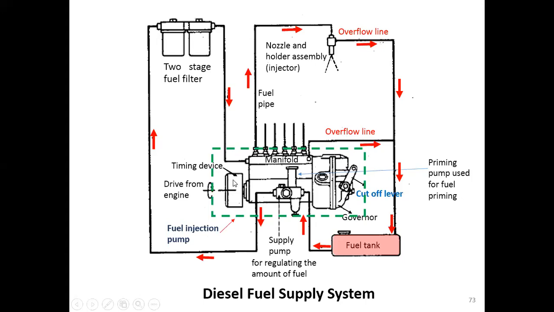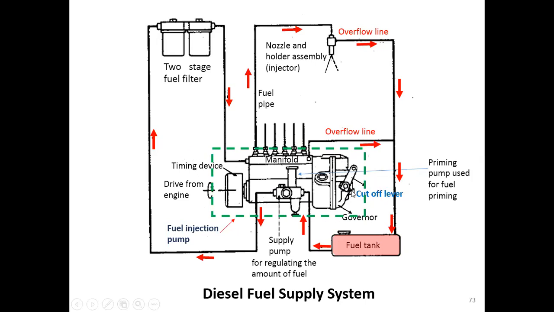The timing device tells us when the pump should operate and when the pump should stop. This is what the timing device does: it gives the pump the signal that now you have to stop, now you have to start. And who makes the pump stop and start? Here, the cut-off lever. This will make the pump start and stop according to the signal received from the timing device.